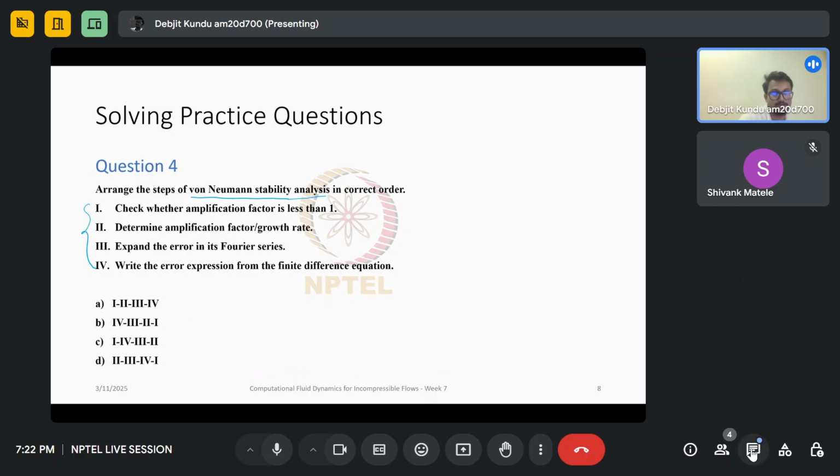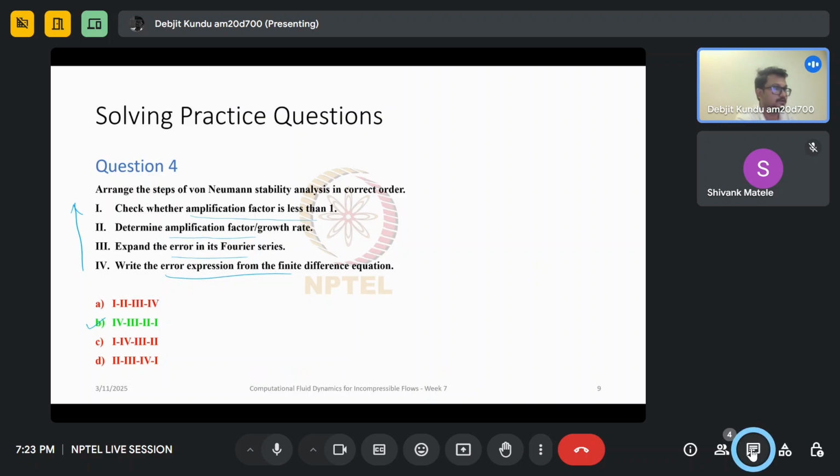So we have a response in favor of option B, that is 4321. Let's take a look at the solution. It is indeed 4321. Good. So basically we start at the last one and go up. The first thing definitely is write the error equation in its finite difference form, then expand the error in its Fourier series. Then each component of the Fourier series will have the same growth rate. You have to determine that. And once you have done that, you just have to check whether it's less than 1 or greater than 1. That tells you whether it's stable or unstable.